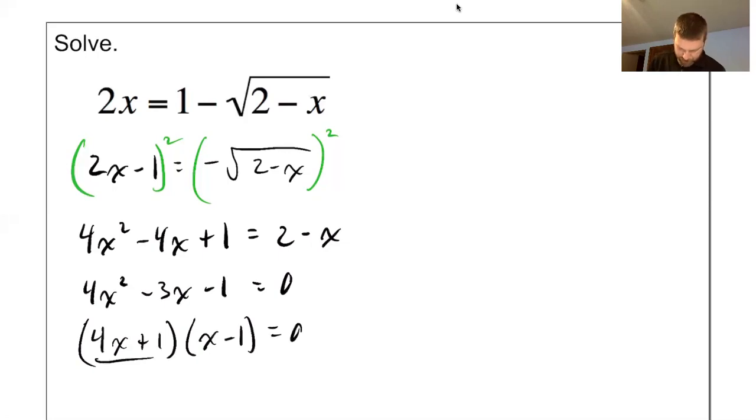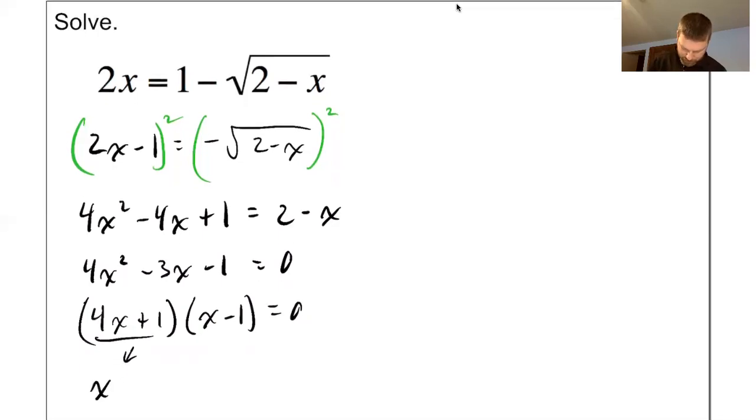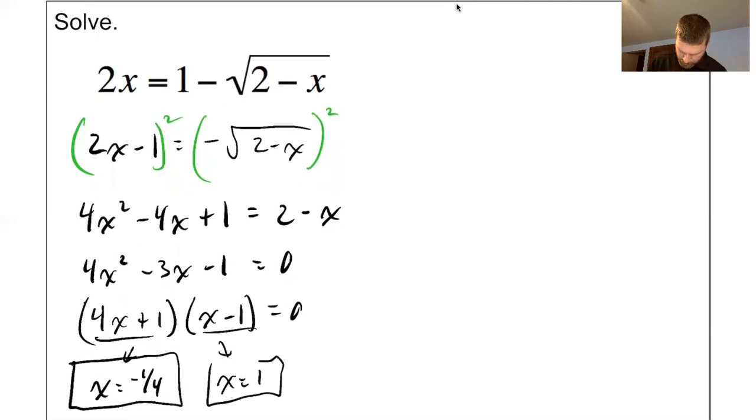I've got two possible solutions. From this factor, I've got a solution of x equals negative 1/4. And from this factor, I've got a solution of x equals 1. However, I'm going to check my answers again, especially because I squared both sides. I might be introducing an extraneous solution.